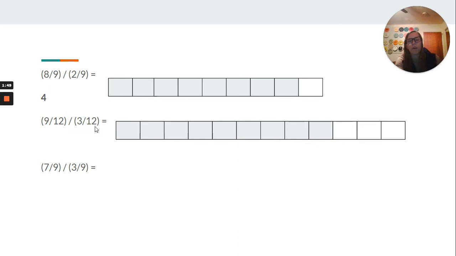9/12 divided by 3/12. Same thing. We have 9 shaded squares out of 12. How do we divide 9 by 3? 1, 2, 3. So 9 divided by 3 is 3.